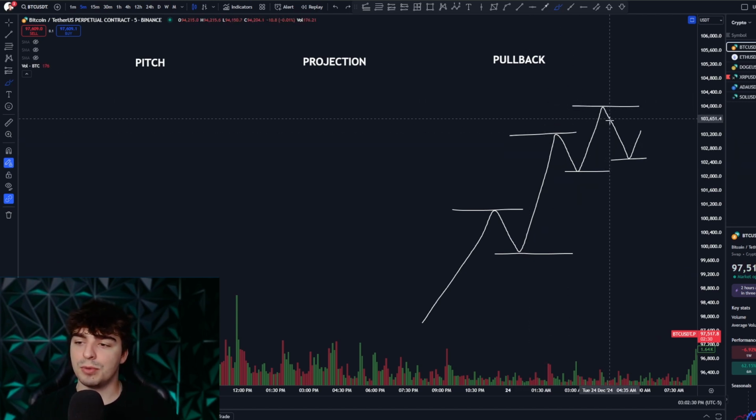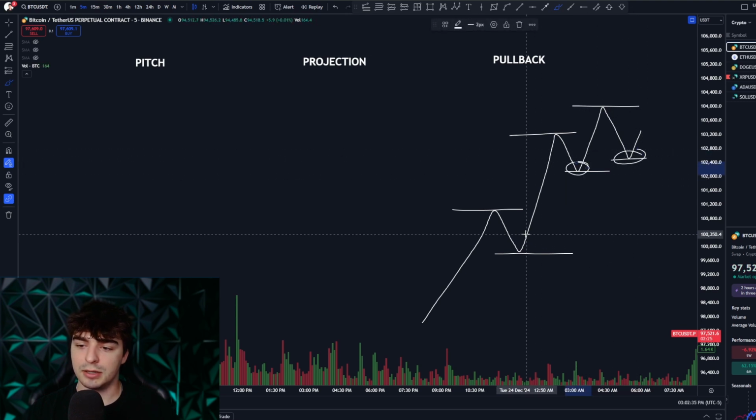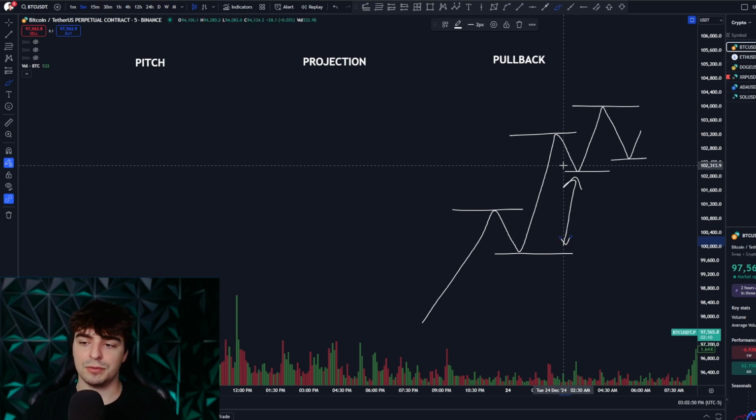But what if we got a pullback that looked like this, right? So now we have this higher low here, and this higher low here. Well, let's measure the difference between these 3 higher lows. You have these 2 right here, right? So this is a pretty decent move. The distance is pretty big. And so that tells us, well, yeah, price is increasing in strength.